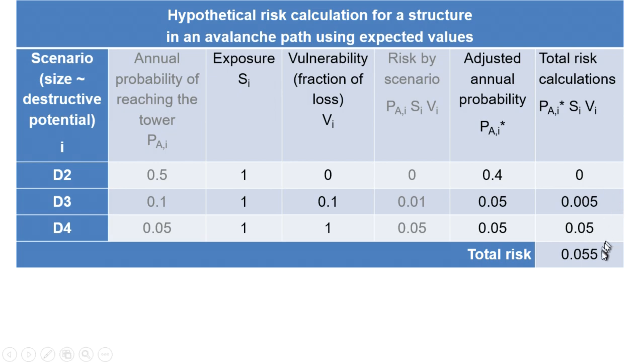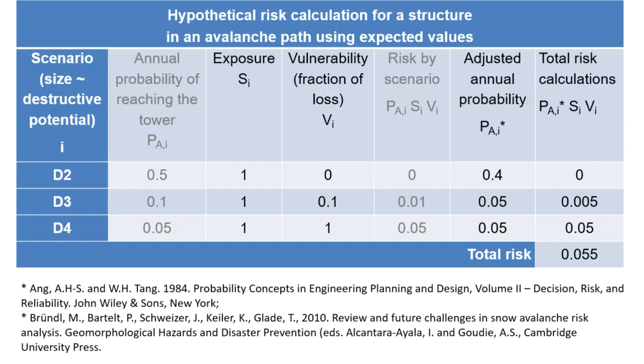Now we can add up the numbers in this column here to get 0.055 as the total annual risk to the tower from snow avalanches. Now, if you're interested in more information on the total risk calculations, here are two references. You can press pause and write them down.